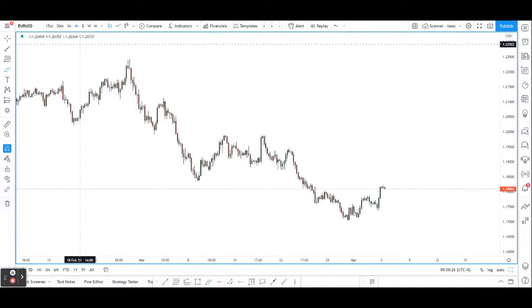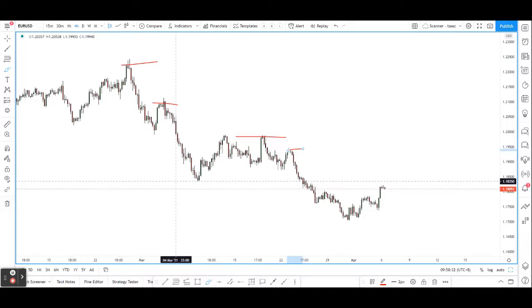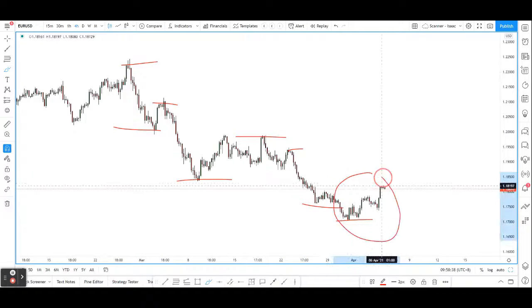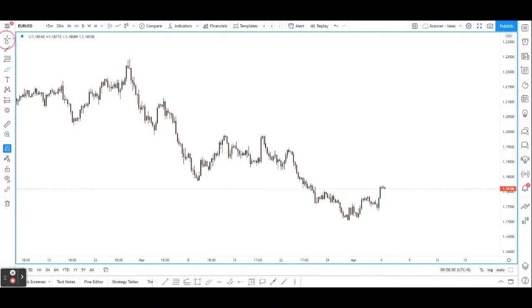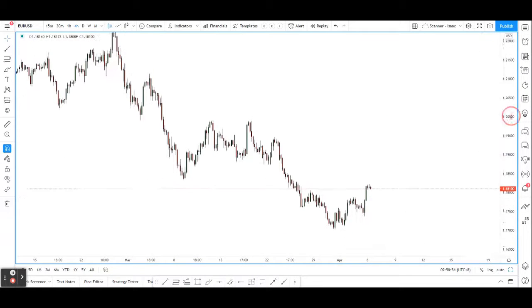In terms of market structure, we actually see euro dollar making lower highs and lower lows. However, if we focus on this area, we see that the market, instead of making a lower low, has been making higher highs now. So this, I believe, is causing the change in the trend. It's a clue telling us that the trend has changed.